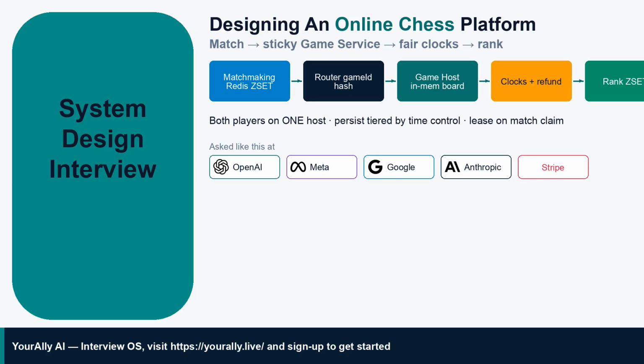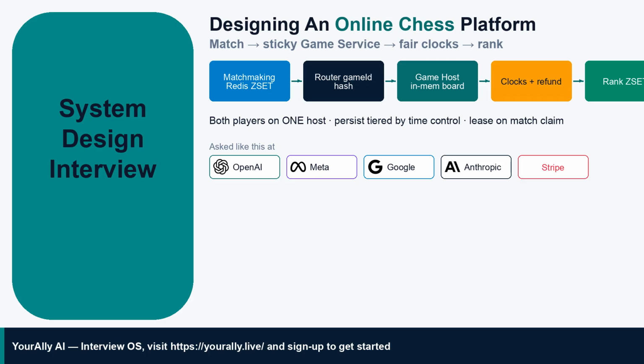By the end of this walkthrough, you should be able to lock requirements, draw the end-to-end path, and defend three deep dives: matchmaking without zombie claims, sticky game hosts with clock bleed refunds on failover, and latency-aware server clocks, plus a staff note on desync hashes and zero-time pre-moves. If you've practiced chat or ride-hailing designs, same muscles: clarify, interface, bottleneck, trade-offs. The bottleneck here wears a chess clock.